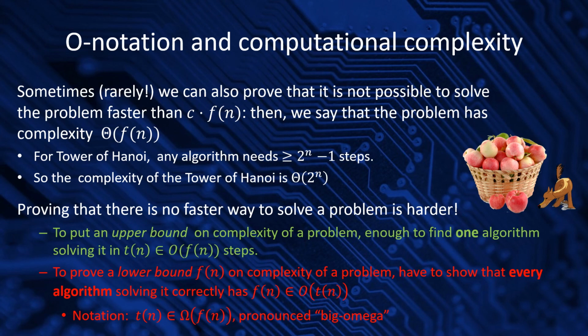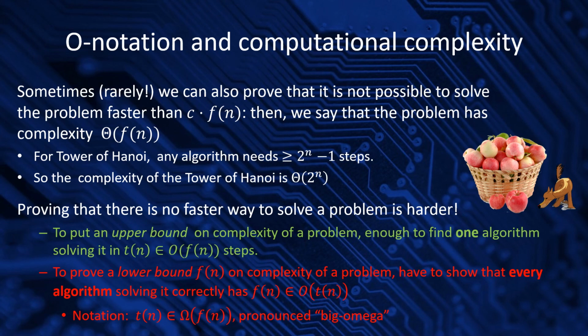So anyway, to prove an upper bound on the complexity of a problem, it's enough to find one algorithm that solves it in some time which is in big O of f. Then f is an upper bound, you're done finding an upper bound. Can you find an upper bound that will be smaller? Can you do it faster? Well, that's a whole different question. If you can find an algorithm that's better than the one you had, great.